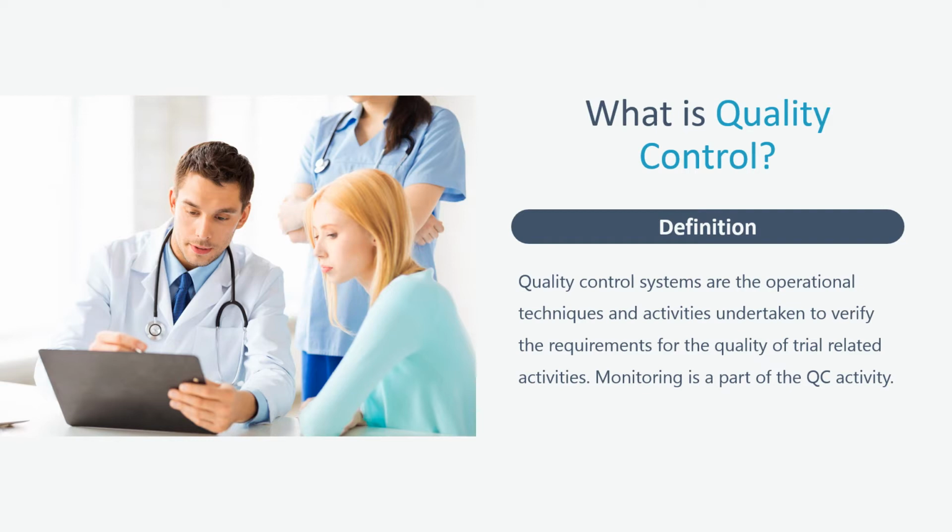In order to fully understand monitoring, one must have a better understanding of what quality systems are and what their purposes are. Quality control systems are the operational techniques and activities undertaken to verify the requirements for the quality of trial-related activities. Monitoring is a part of the QC activity. Monitoring activities are undertaken by the trial members themselves. Audit is an inspection undertaken by personnel independent of the trial in accordance with the protocol and the study's standard operating procedures, or SOP. It is part of a QA activity.